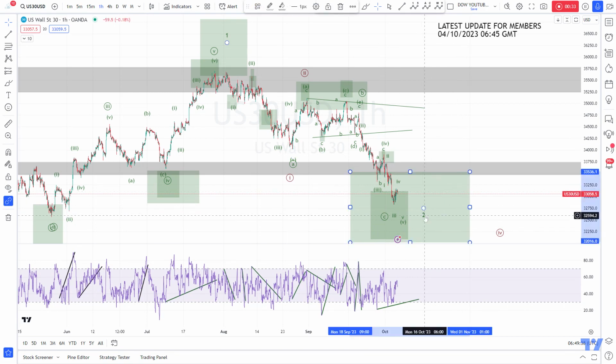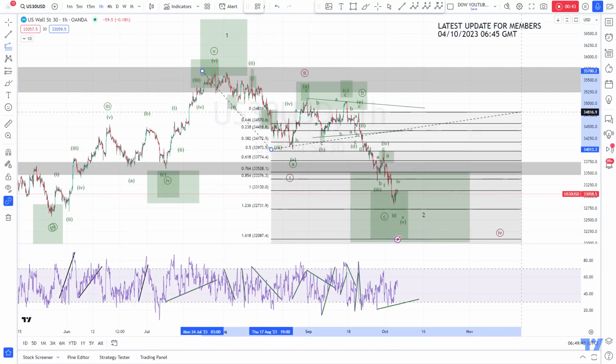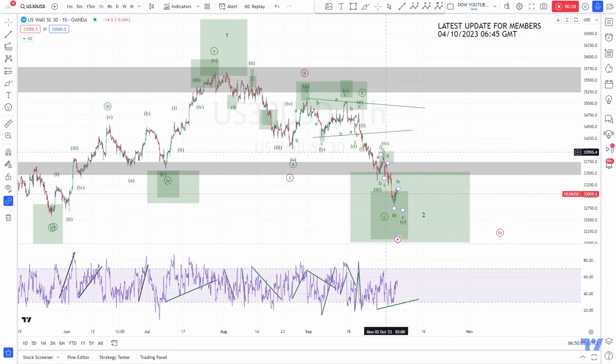Here we are at the wave 2 area. We are also here at the equal leg area of our wave C. If we take the length of the wave A, the length of the wave B, then you see that we arrived here in this area between the 1 and the 1.618 Fibonacci extension. This is typically where a wave C is ending. So I would expect a reversal from this area.